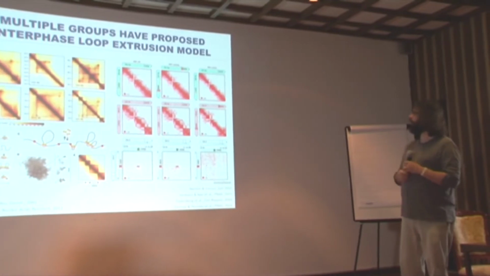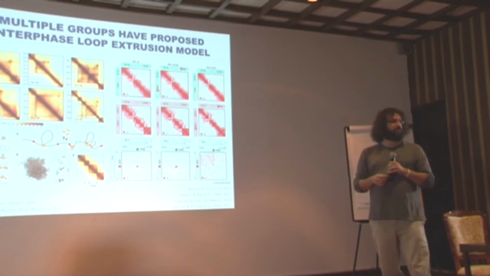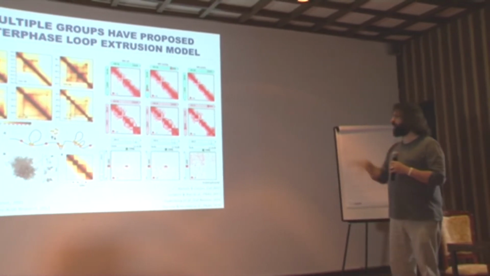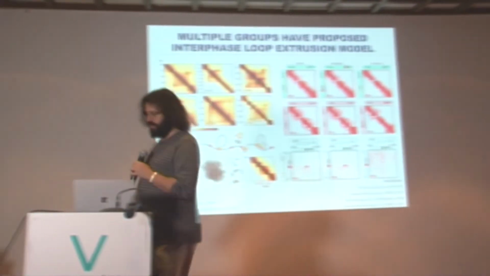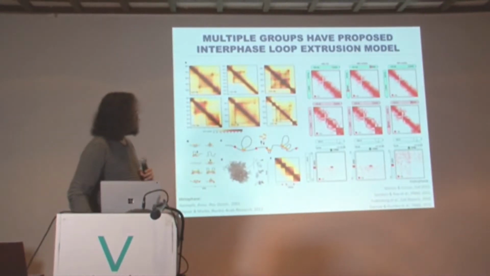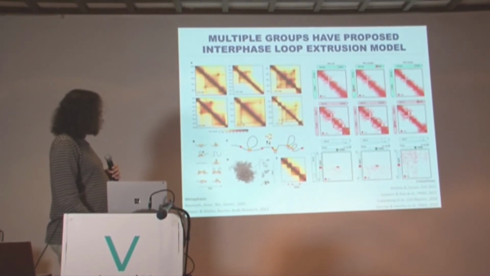We also had a paper a few months later showing that you could do much more ambitious engineering experiments based on these principles that actually rearrange whole chromosomes. So we were very excited about all of this, and in fact, many groups became excited about this model, and so there's a lot of work now studying loop extrusion.